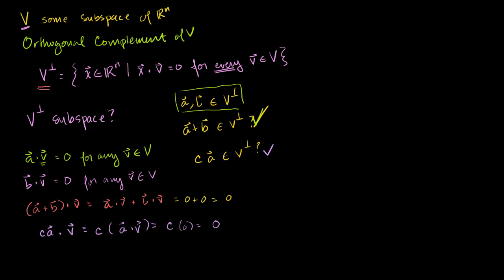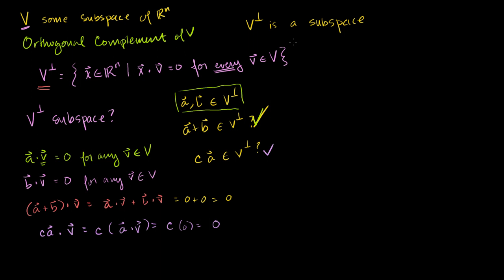Or you could just say, look, 0 is orthogonal to everything. You take the 0 vector and dot it with anything, you're going to get 0. So the 0 vector is always going to be a member of any orthogonal complement, because it obviously is always going to be true for this condition right here. So we know that V perp, or the orthogonal complement of V, is a subspace.